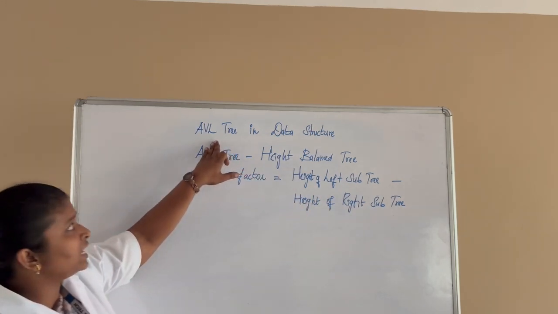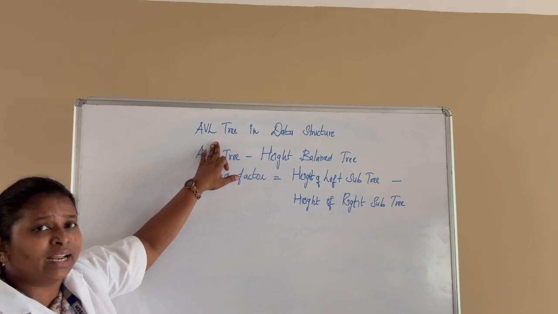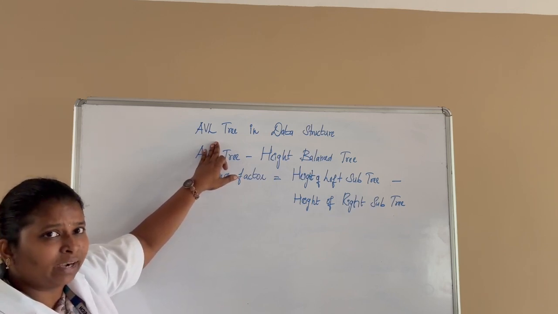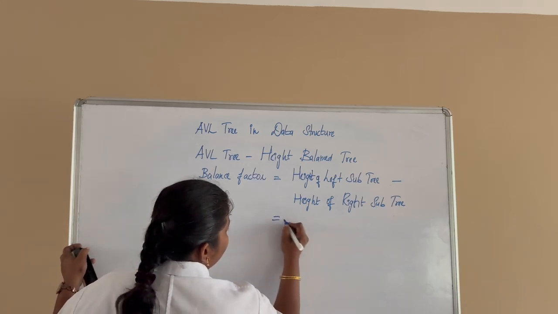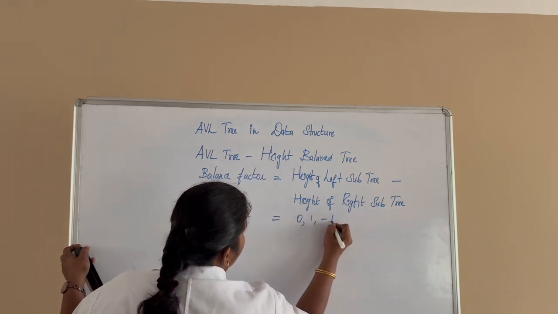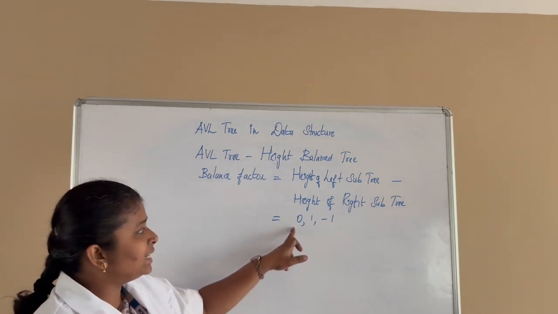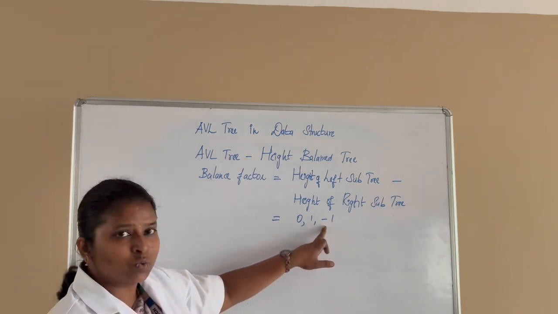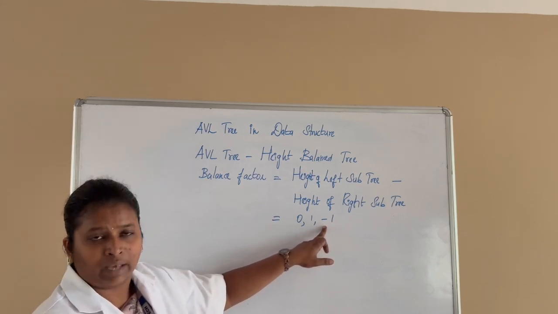This AVL tree is the same as a binary search tree, but during every insertion and deletion we have to check the balance factor. While checking this balance factor, it has to be within the limit. Either it can be 0, 1 or minus 1. If the balance factor is not within 0, 1 or minus 1, then you have to perform the necessary rotations in the AVL tree.